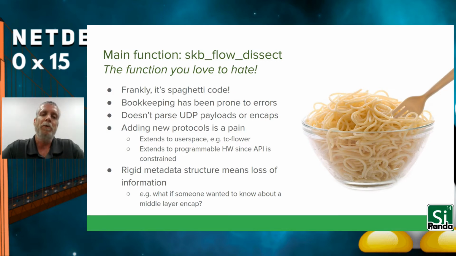There are other problems in flow dissector where we may have one value in the metadata that really could refer to multiple instances of that protocol. For instance, we're limited in the number of VLAN headers that we can record metadata on for that reason.